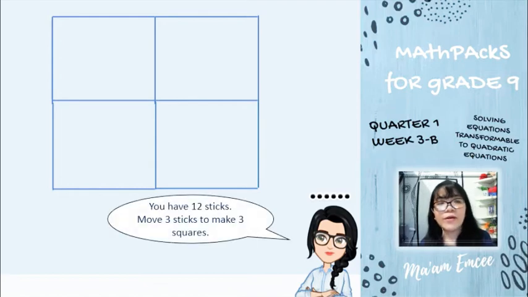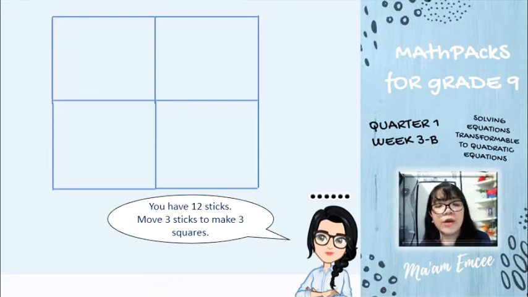Now, we have here the second one, still the same. We have 12 sticks, but this time, you will be only moving 3 sticks to make 3 squares. I will be giving you again 20 seconds for that one. You may draw your sticks or your answer to this challenge in your notebook or on your scratch paper. And your time starts now.